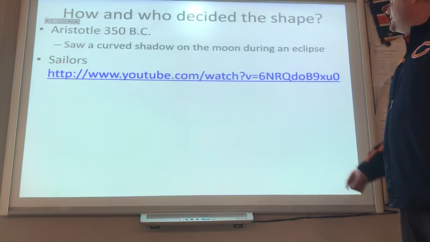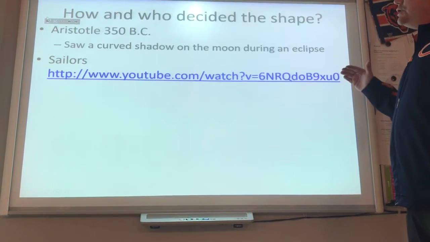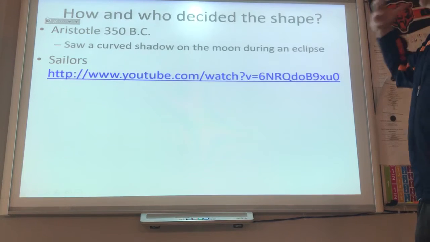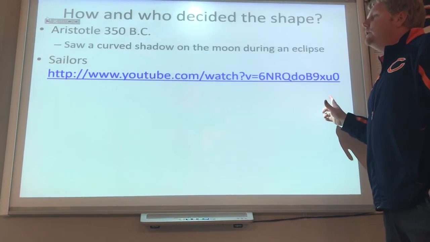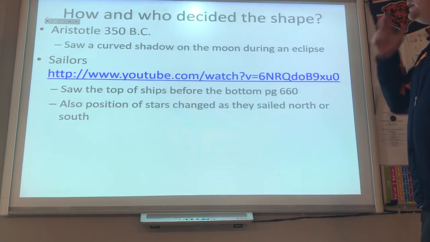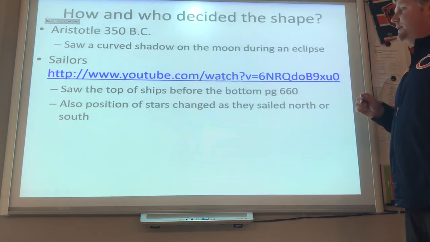Sailors also did this. Watching this video that'll be linked into the other one, it just kind of shows how the prow of a ship, the very top comes up first, and then you see the bottom from a long distance away. So that also showed that the Earth was round. We saw the tops of ships before the bottoms. Page 660 is a good example of that.